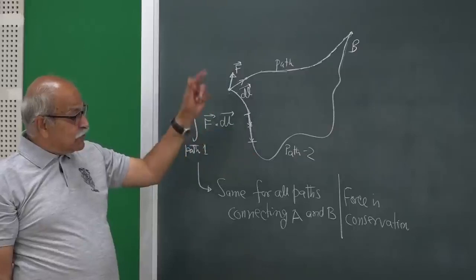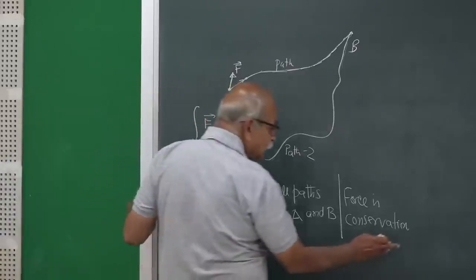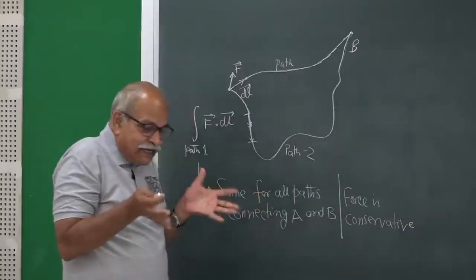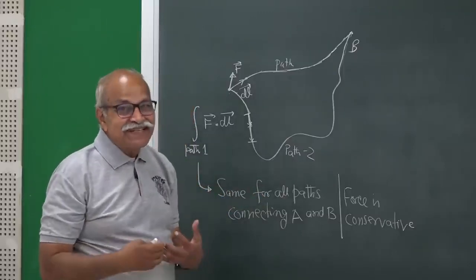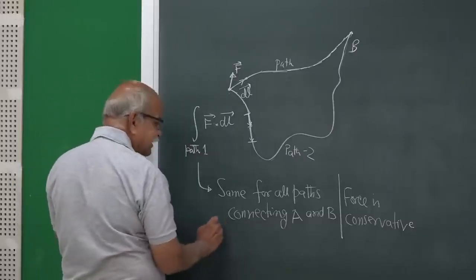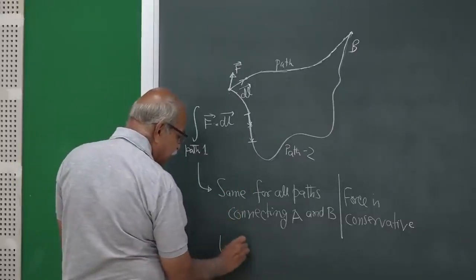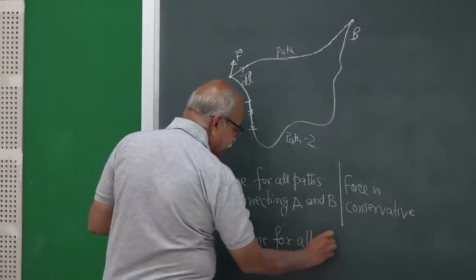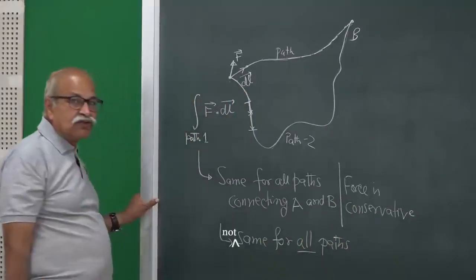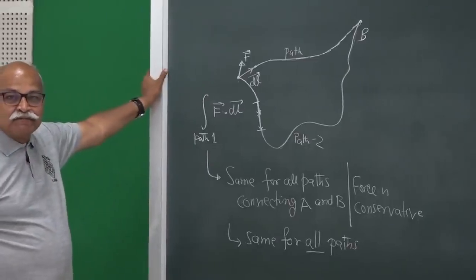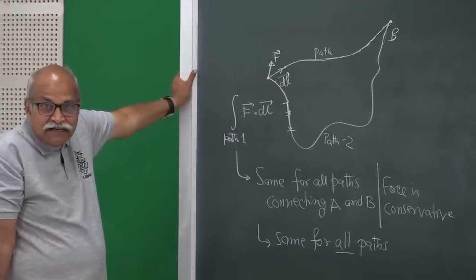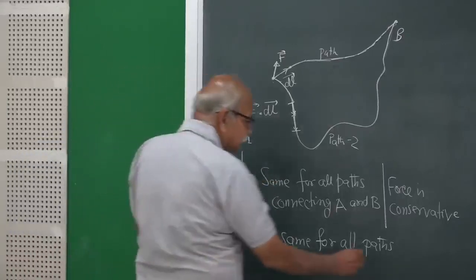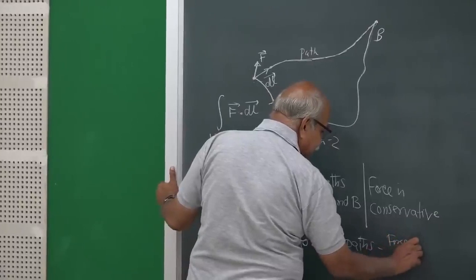So whether the force is conservative or not, for that I need not have the physical particle. The force by itself, I can say that it is conservative or it is non-conservative. And if it is not the same for all paths, then it is non-conservative, right? Remember, it may be the same for 10 different paths, but for the 11th path, if it is different, then this condition will not apply. So this is called non-conservative. We say that the force is non-conservative.